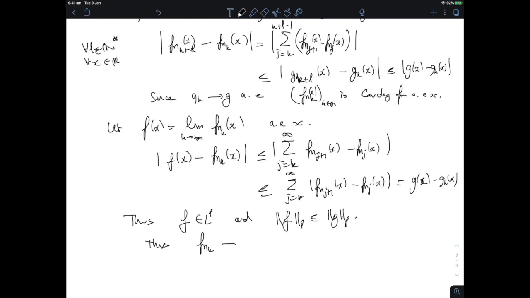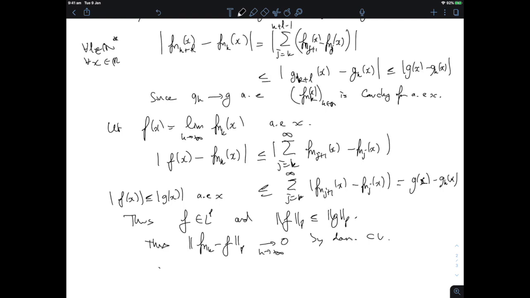I've got f_k tends to f in L^p. Actually, I should say that's by dominated convergence, because |f(x)| is smaller than g(x) for almost every x, and g is in L^p. And so I get that this converges in L^p as k goes to infinity by dominated convergence.